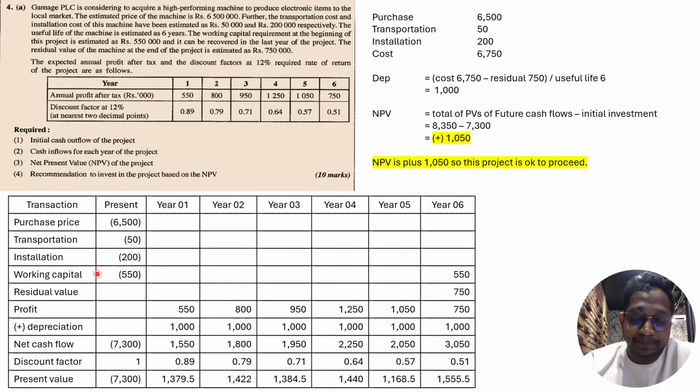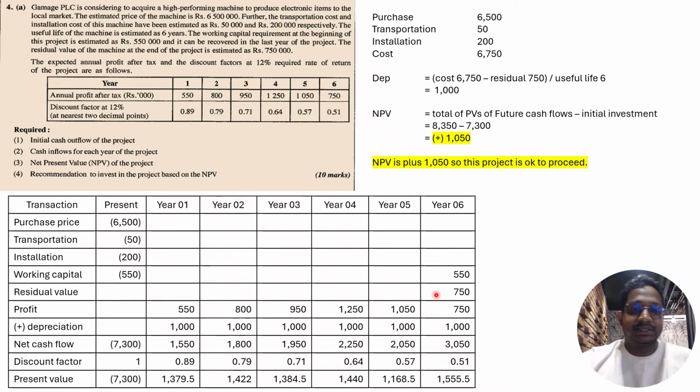So first of all, the purchasing price, transportation, installation, and working capital are the cash outflows for the present year. Purchasing price 6,500,000, and the transportation, installation and working capital. So all are the cash outflows for the present year. And the working capital recovery at the end of the project is an inflow for the last year, and also the residual value is an inflow for the last year, right?